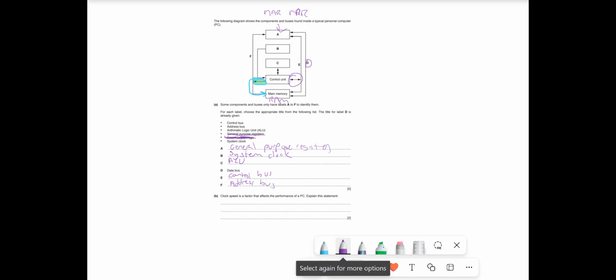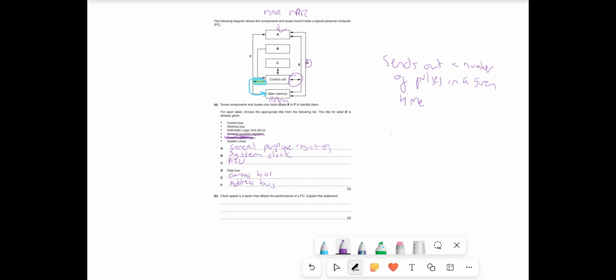We then have clock speed as a factor that affects performance of a PC. Explain this statement. Well, here's the thing. The way clock speed works is that it sends out a number of pulses in a given time. That's how clock speed works. So imagine like a heart beating. Boom, boom, boom, boom.